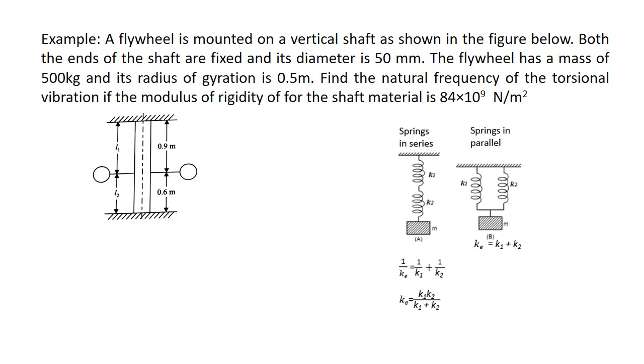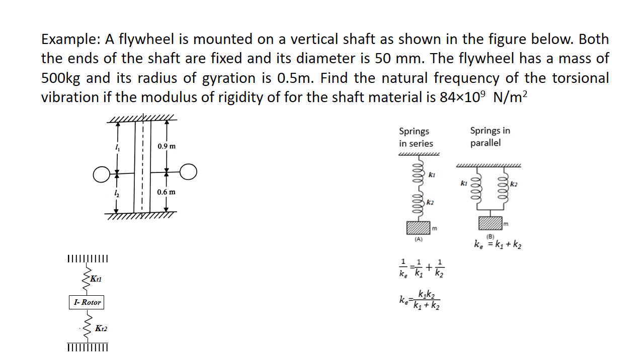Now if the springs are arranged in parallel, the equivalent stiffness of the spring in that system can be calculated by Ke equal to K1 plus K2. Now, why I have discussed this concept is that our system is also a set of spring and mass arrangement. We can represent our problem figure as shown in the figure below.